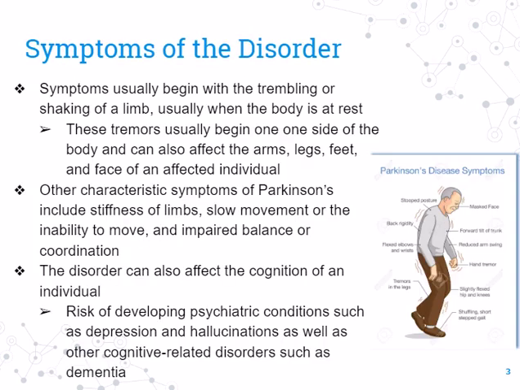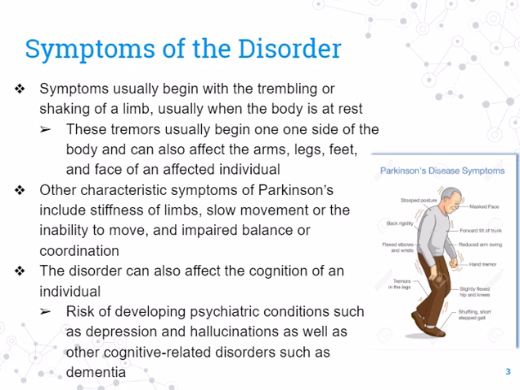So getting into the symptoms of the disorder, it usually begins with a trembling or shaking of a limb, especially when the body is at rest, that's when you notice it. It starts off on one side of the body, so for example, maybe your left hand will start shaking, but eventually it could cause trembling in the arms, legs, feet, and the face of a person with Parkinson's. Other symptoms of Parkinson's include stiffness of limbs, slow movement or the inability to move at all, and also impaired balance or coordination.